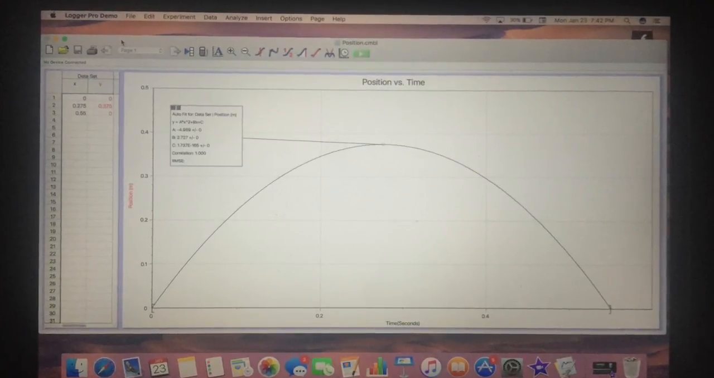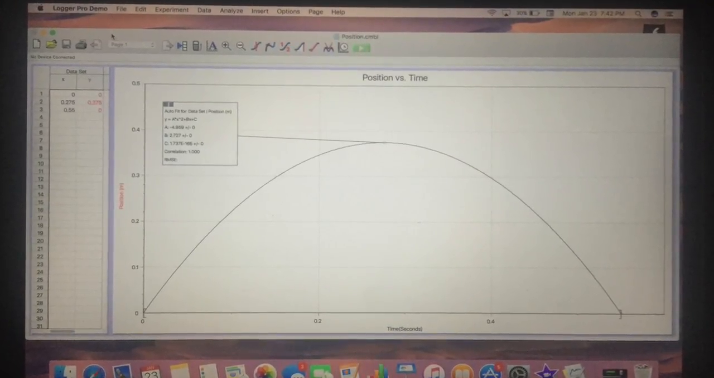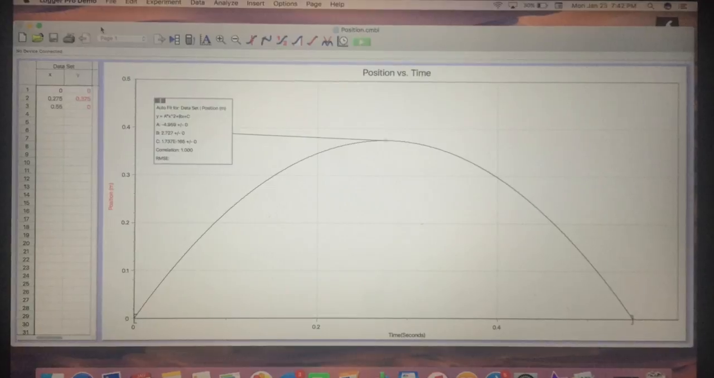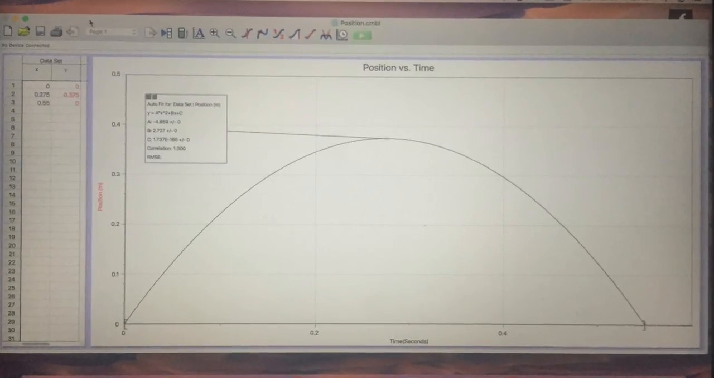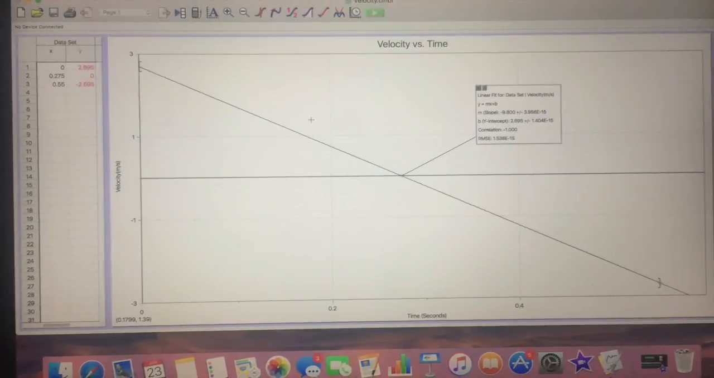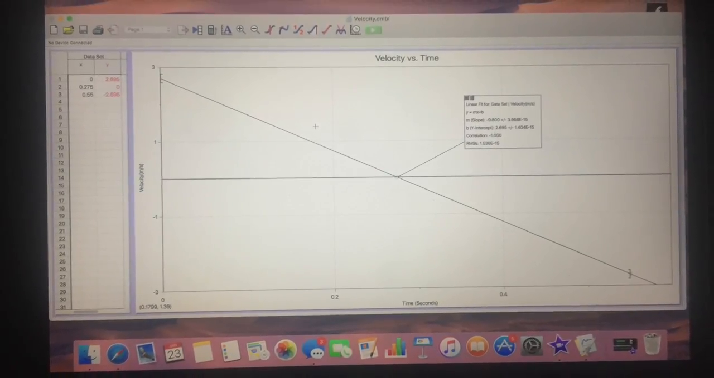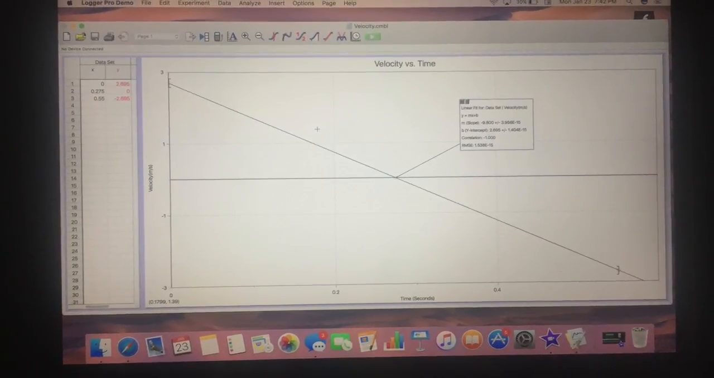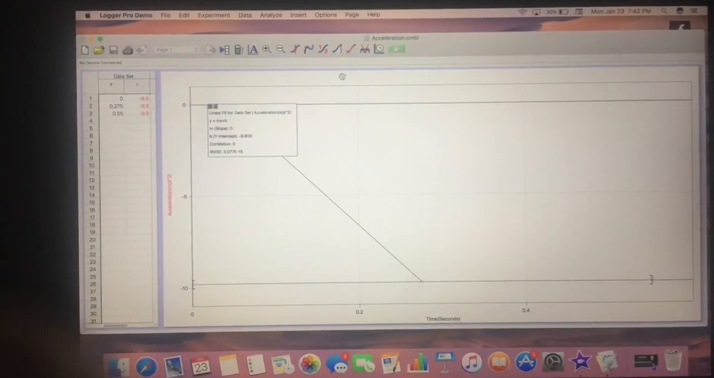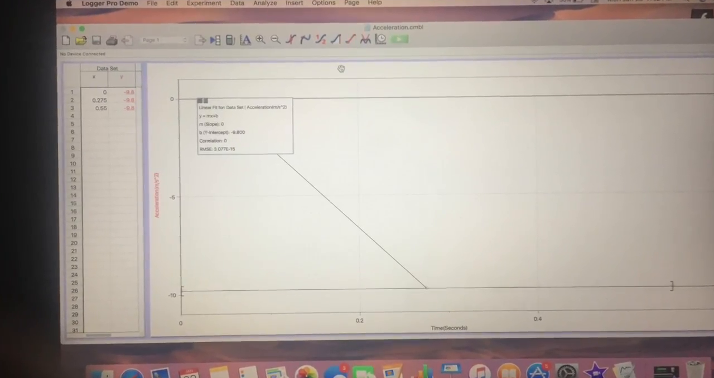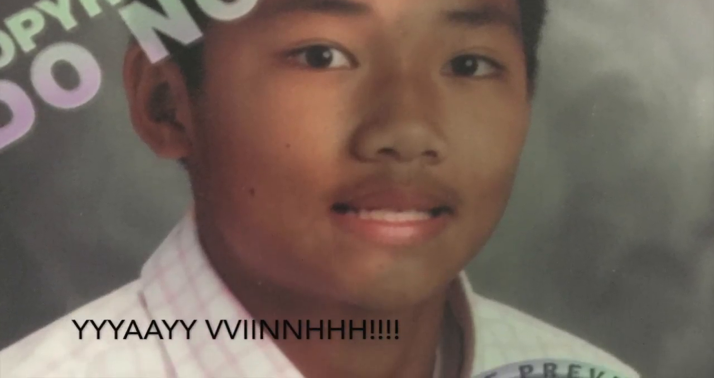This graph right here is the position versus time graph. Vin's hypothesis was correct. It was quadratic and concave down. This graph right here is the velocity versus time graph. It is linear negative like Vin thought. This graph right here is the acceleration versus time graph. It is constant. All of Vin's predictions were correct.